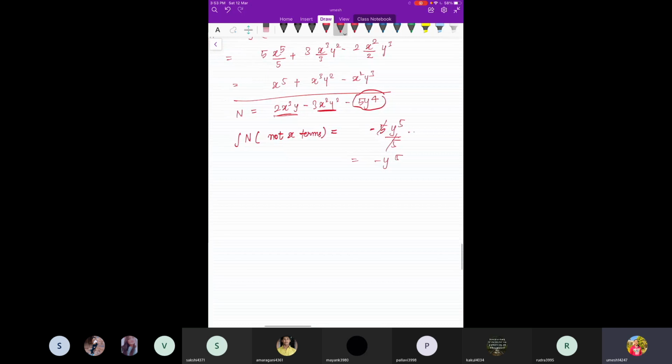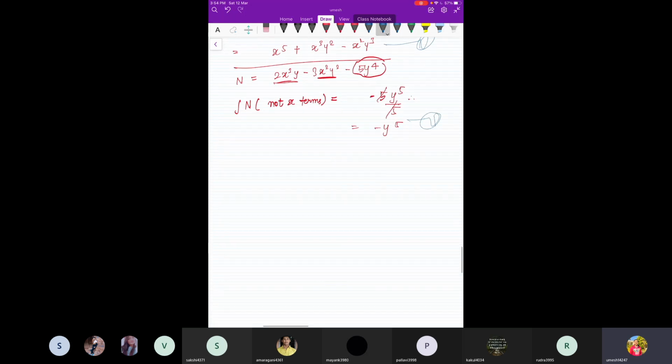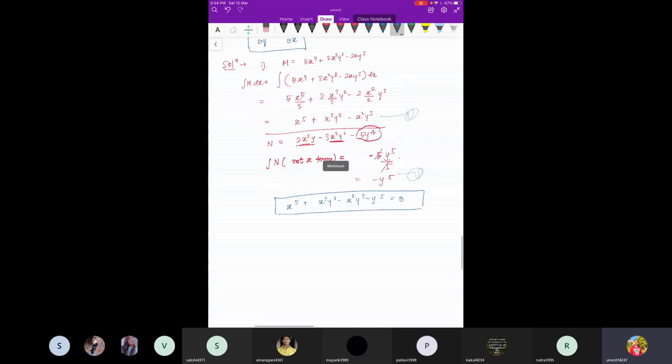Our third step was to combine them. First, we have got this equation and this one. So we'll be combining them now. x to the power 5 plus x cube y square minus x square y cube minus y to the power 5 is equal to 0. So this is the solution to our exact differential equation.